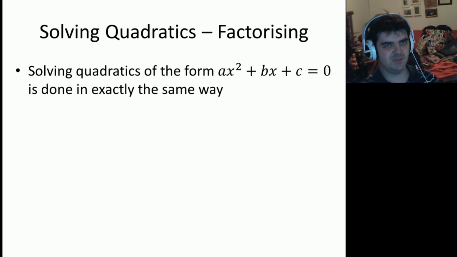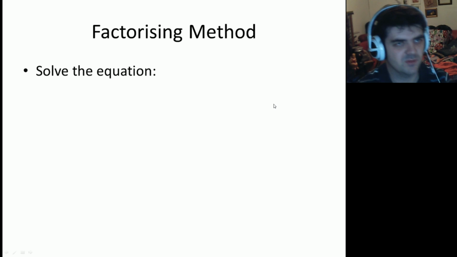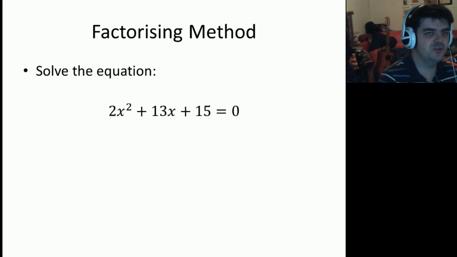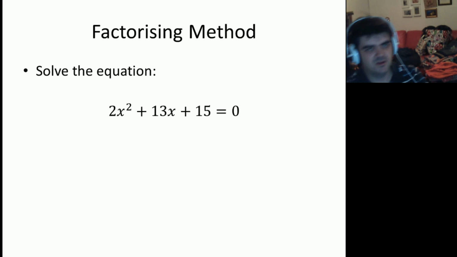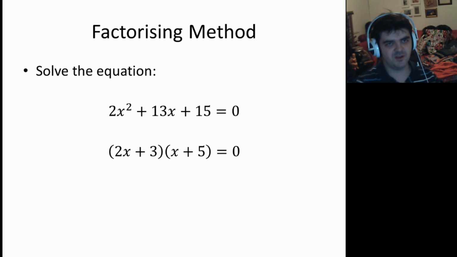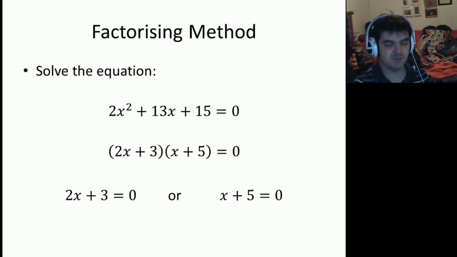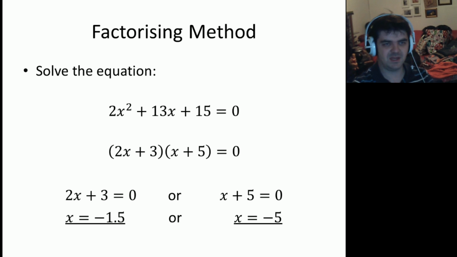This is done exactly the same way when you have a number in front of your x squared term. So these are the harder ones indeed. The 2x² + 13x + 15 solves down to give you (2x + 3)(x + 5). If you want to know why, skip back in the video a couple of minutes, right? But you would have 2x + 3 = 0, or x + 5 = 0. If I rearrange those equations to give me a value for x, I would get x = -3/2, or -1.5, and x = -5.